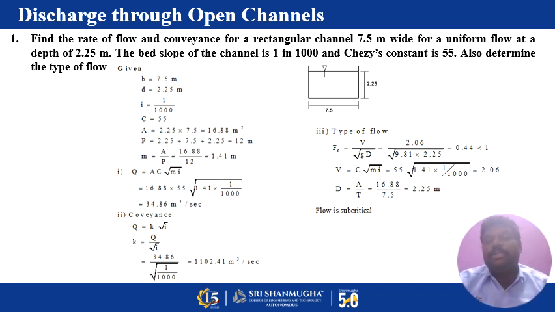The third one is about the type of flow. According to the Froude number, Fr is equal to V divided by square root of gD. V is velocity, g is acceleration due to gravity, D is depth of channel or flow. The value is about less than 0.1. If the value is less than 0.1, the flow is said to be subcritical.